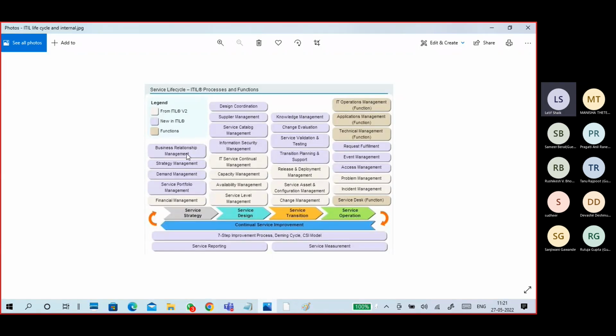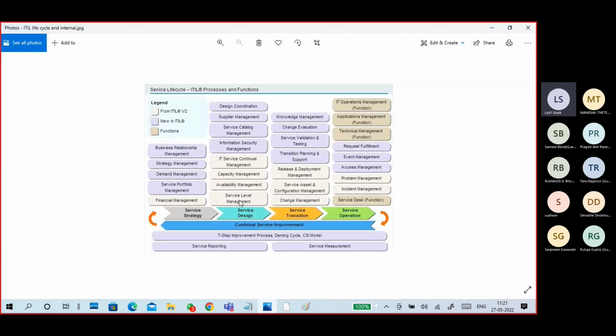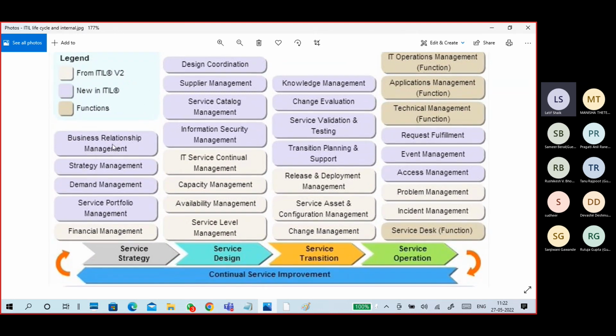Next one is business relationship management. Once I finish the relationship management, guys, I will give you a break. So don't worry, don't sleep. Business relationship management and service level management. There are two things: business relationship management and service level management. Service level management is under service design.